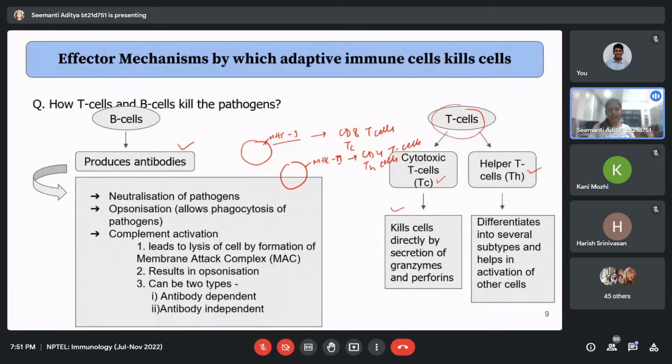Now, what are MHC class 1 and class 2? MHC class 1 is expressed by all cells, your own body cells. And MHC class 2 is mostly expressed by antigen presenting cells. So all these macrophages, dendritic cells, neutrophils, etc., are going to express MHC class 2. We will discuss the major histocompatibility complex in detail later.